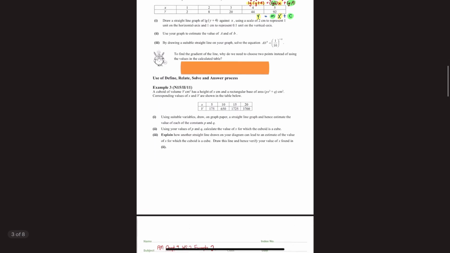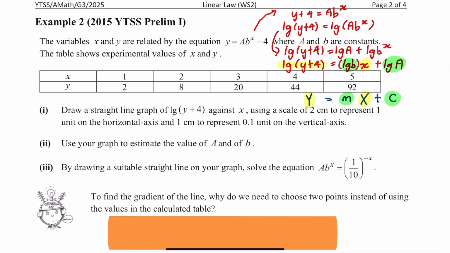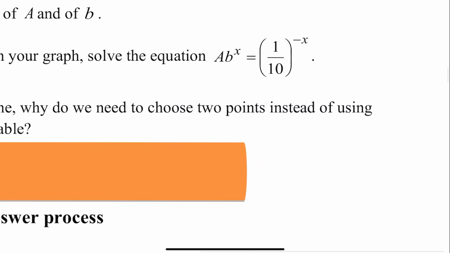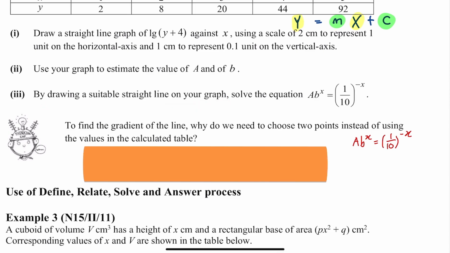The last part now, let's look at the last part of the question. By drawing a suitable straight line on your graph, now solve this equation here. Let's write out the equation. The equation I'm given is AB power x equals 1 over 10 power negative x. If the question says to use your graph, you must find a way to manipulate this equation such that you can obtain log y plus 4 and your x. Then you can draw the line onto your graph. So how do we do that?